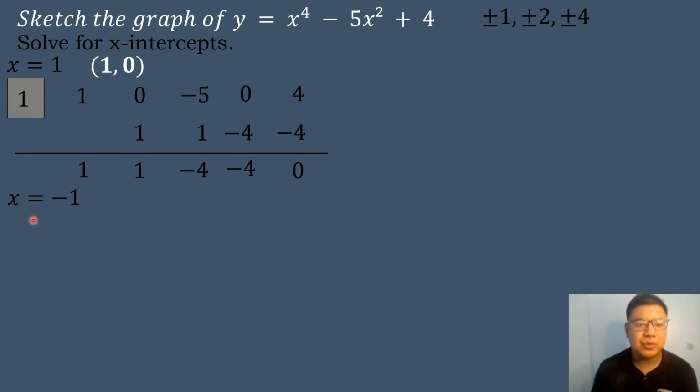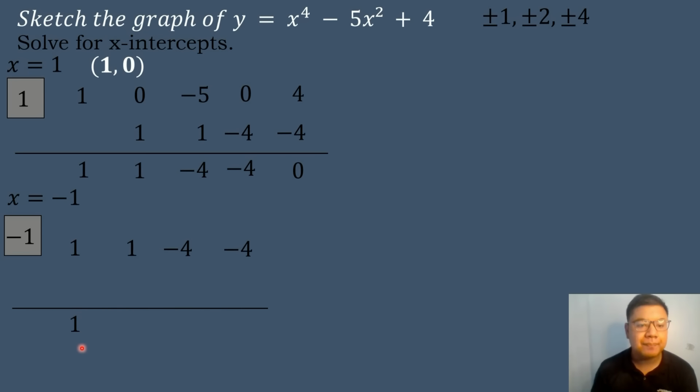And then let's try to use x is equal to negative 1. So write negative 1 here. Get the numerical coefficients of the quotient. So we have 1, 1, negative 4, and negative 4. Then use synthetic division. Draw a line here.